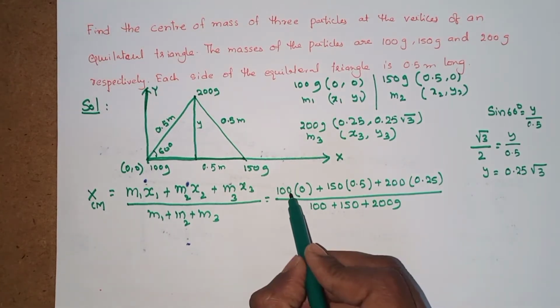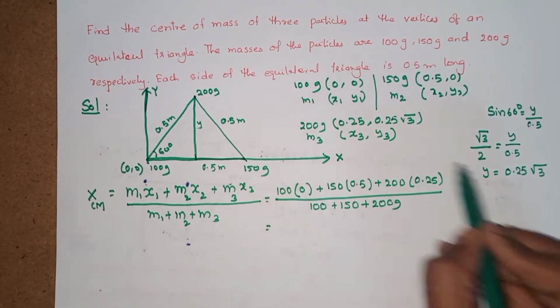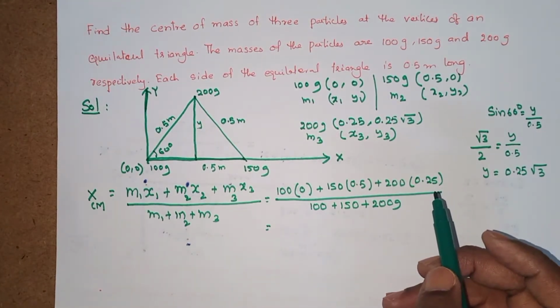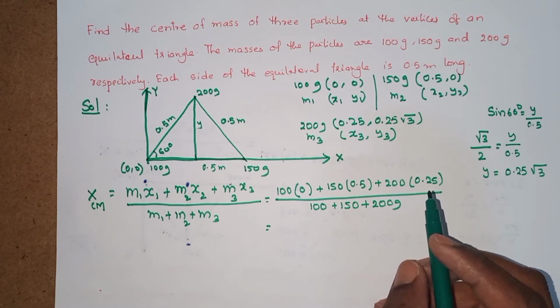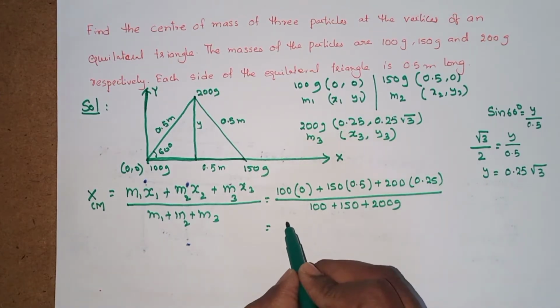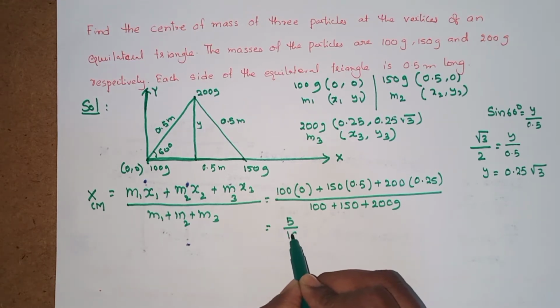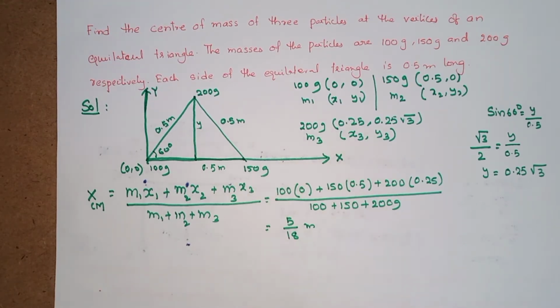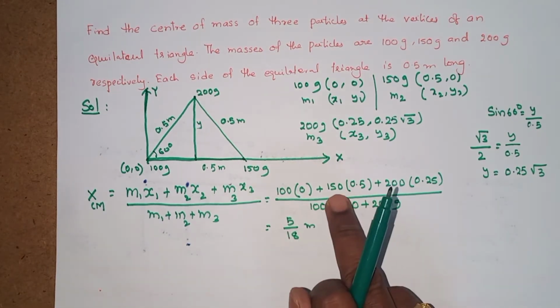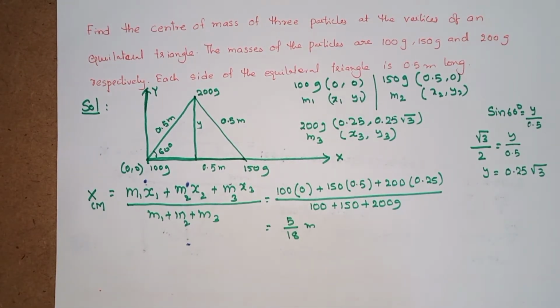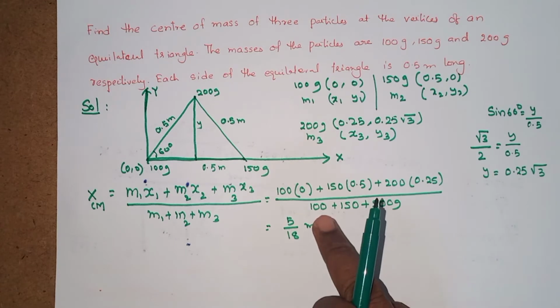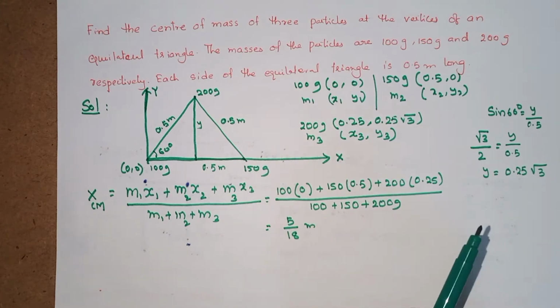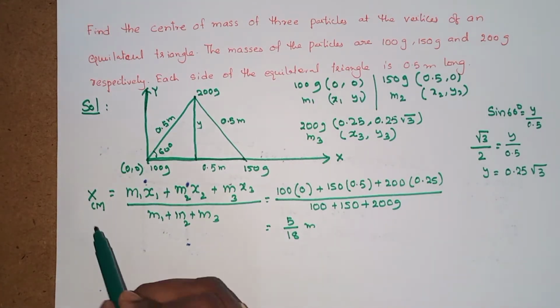So 0 is there. After doing the calculations, you get approximately 5 by 18 meter. That is 0, then 150 into half is 75, 200 into 1 by 4 is 50, total 125, and 125 by 450. You will do that and you will get it.